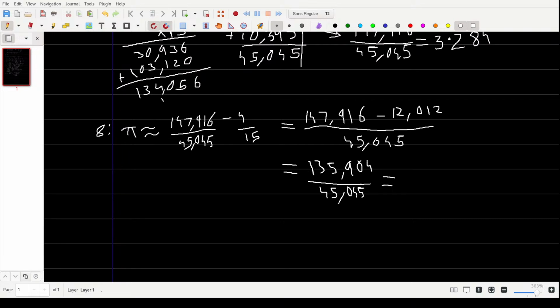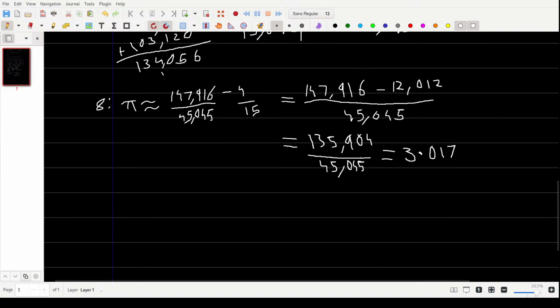So what we're gonna do, I just need to calculate the estimate. 135904 divided by 45045. That is 3.017. There we go. For the lower estimate, we are going above 3 now, which is good. We're getting closer. Okay. Now on to approximation 9.